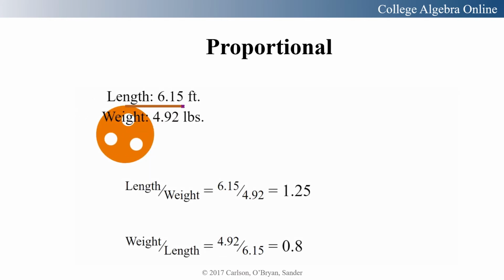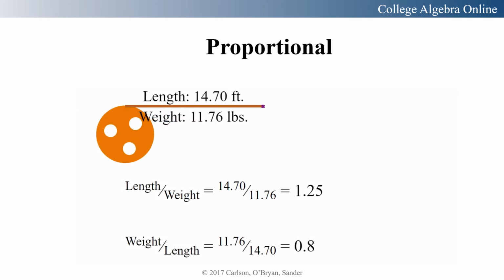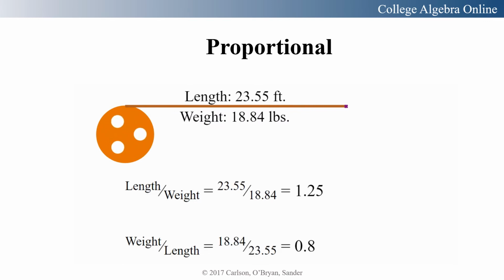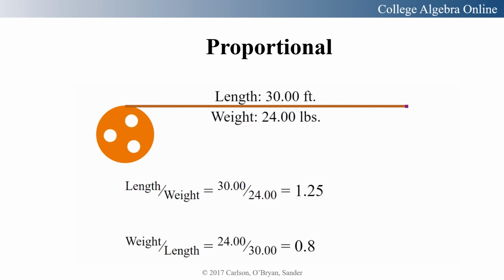One final comment. We need to be careful not to assume that there is a proportional relationship between every pair of quantities we come across. For example, recall the example where a rope was unwound from a spool. The length of the rope pulled out in feet was always 1.25 times as large as the weight of the rope in ounces, so the length of the rope and the weight of the rope were proportional.